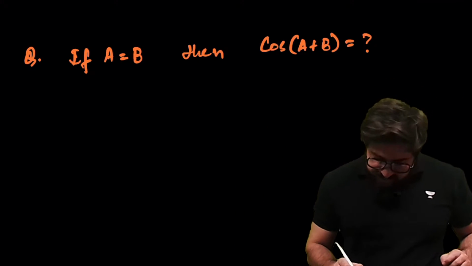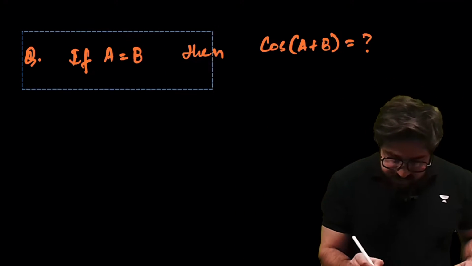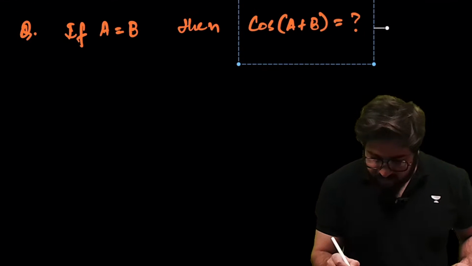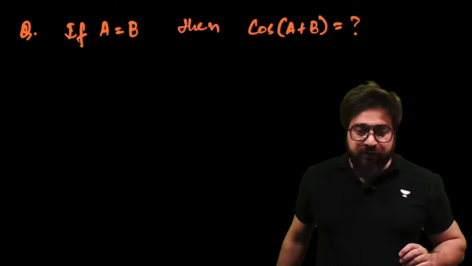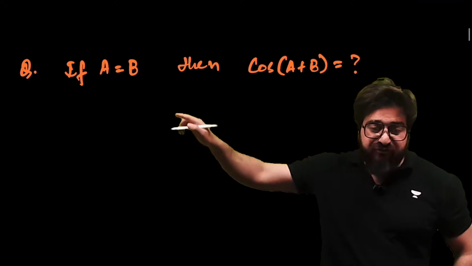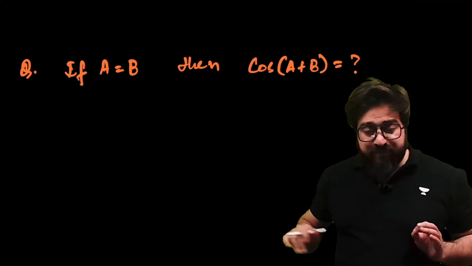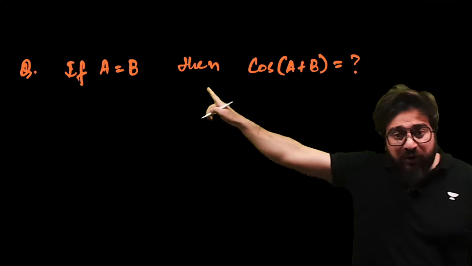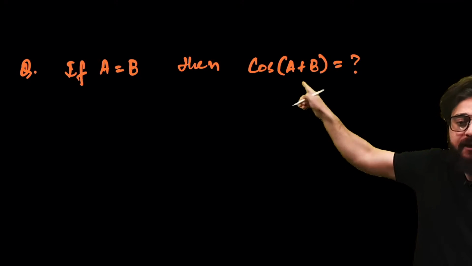Now, on the screen, you have a question from trigonometry. Can you solve this particular question? The question is given as: if A is equal to B, then you are supposed to find the value of cos A plus cos B.